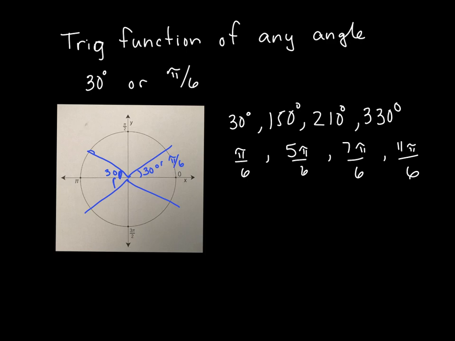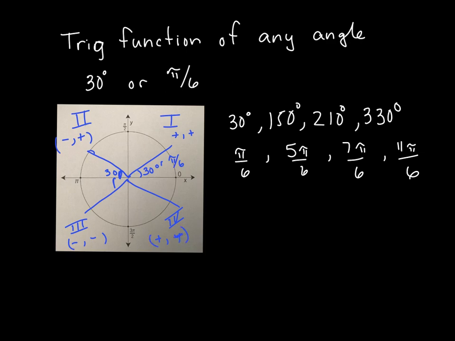The only thing that you have to worry about is the sign, meaning is it going to be positive or negative. Now, in the first quadrant, they're all positive. In the second quadrant, x is negative, y is positive. In the third quadrant, both values are negative. And in the fourth quadrant, x is positive and y is negative.